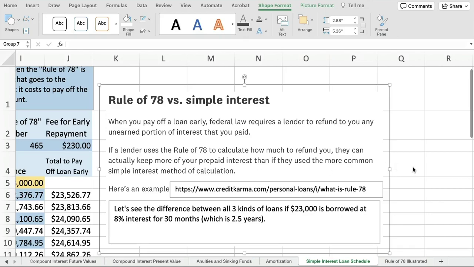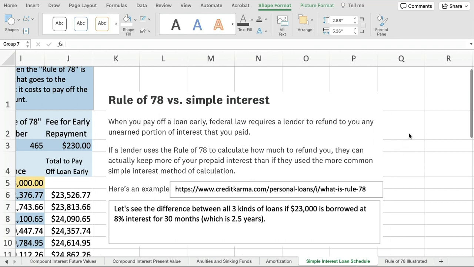This is the sixth video in our series on loans as part of our playlist that involves the time value of money. And it seems like loans are a big deal because there's so many different kinds, and it just gets very confusing with all the different fees and different kinds of loan terms and restrictions.